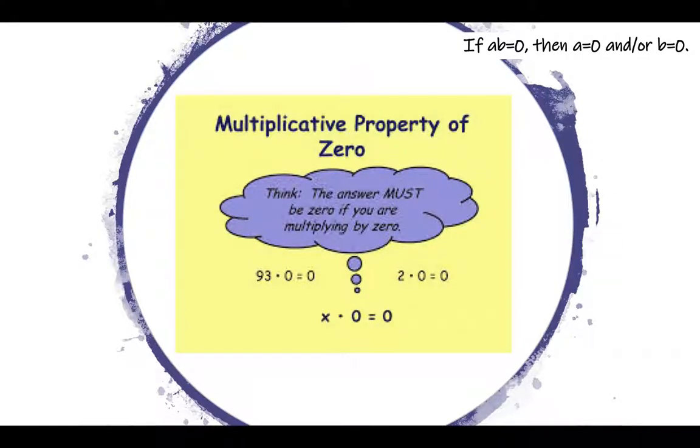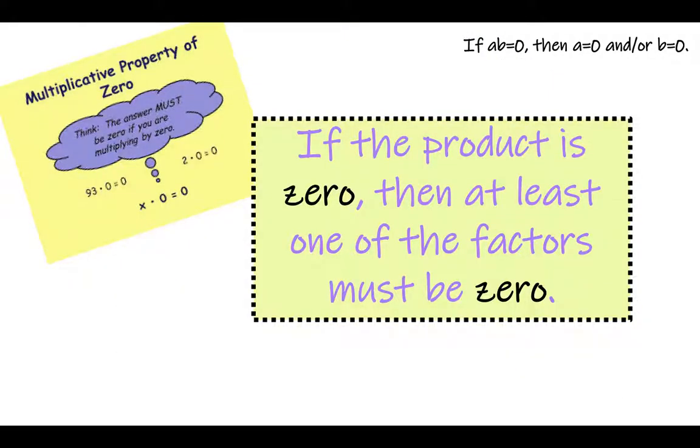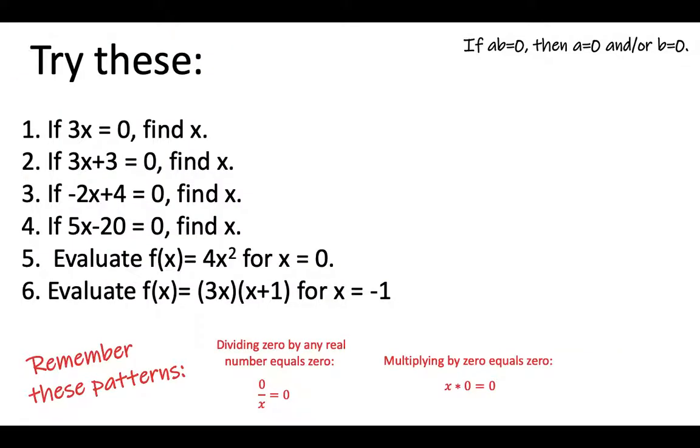If you remember, the multiplicative property of zero says that if one of the factors in a line of numbers that are multiplied together is zero, then the answer must be zero. The inverse of that idea is that if the product is zero, then at least one of the factors has to be zero. So we're going to use that idea to help us whenever we solve quadratic equations.